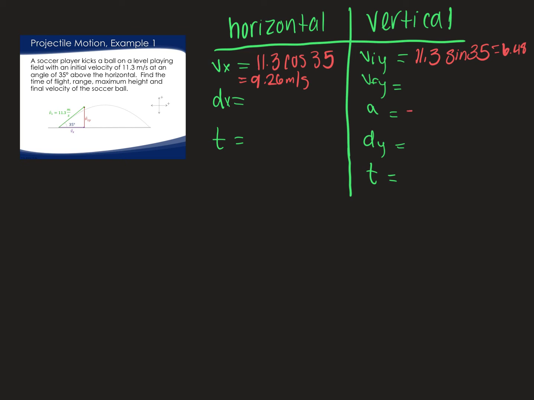Alright, so we also know acceleration is negative 9.8. We're trying to find the time of flight, so let's find that first. We're finding how long it's in the air. So our vertical height will be 0 because it's going to be on the ground again. So we have dy for time of flight. We're also going to have to find d max, so we'll do that later. But let's find this first.